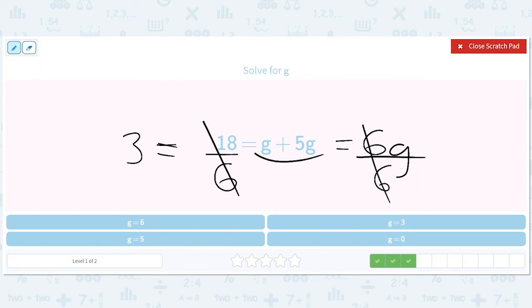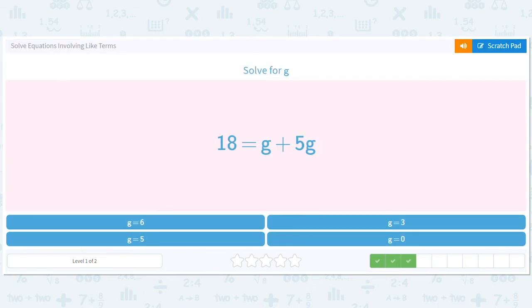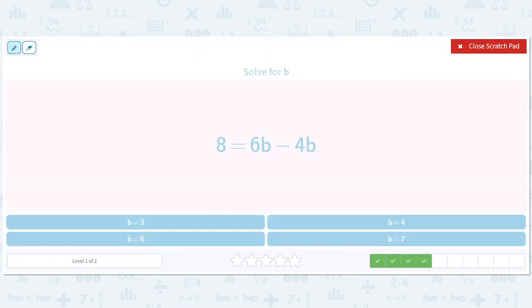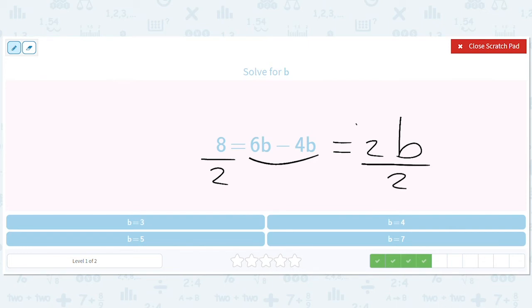G equals 3. 6B minus 4B equals 2B. Divided by 2, divided by 2. This cancels out, gives us a nice little 4, and B equals 4.